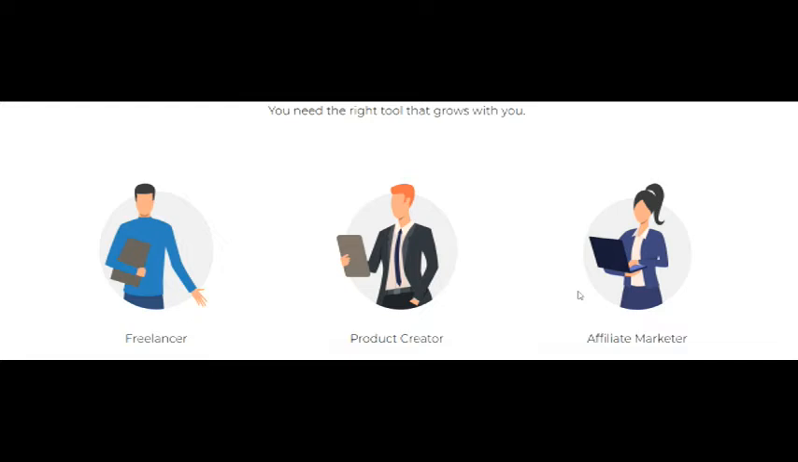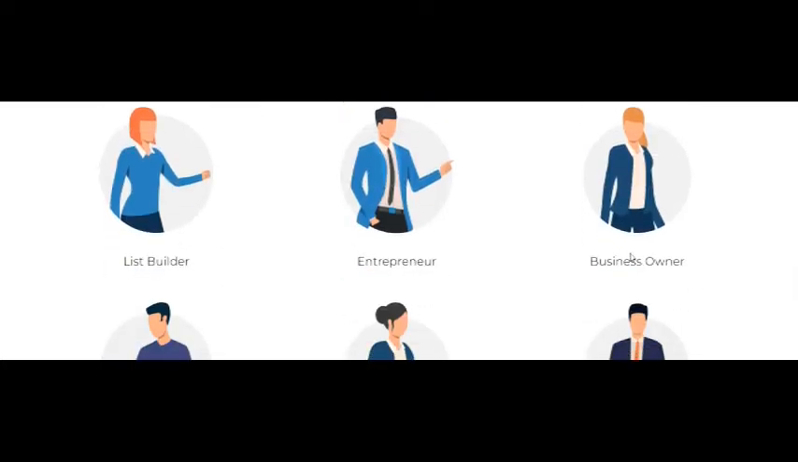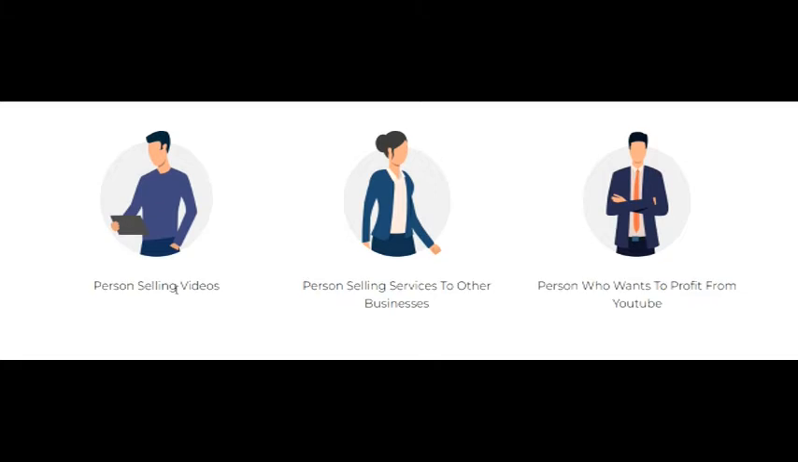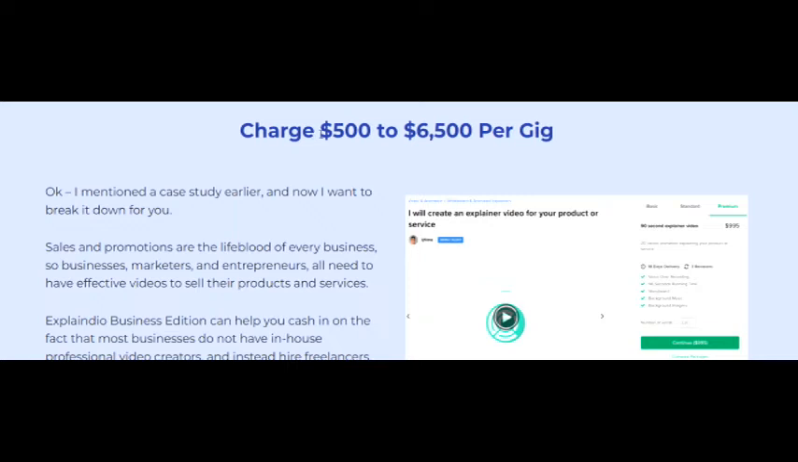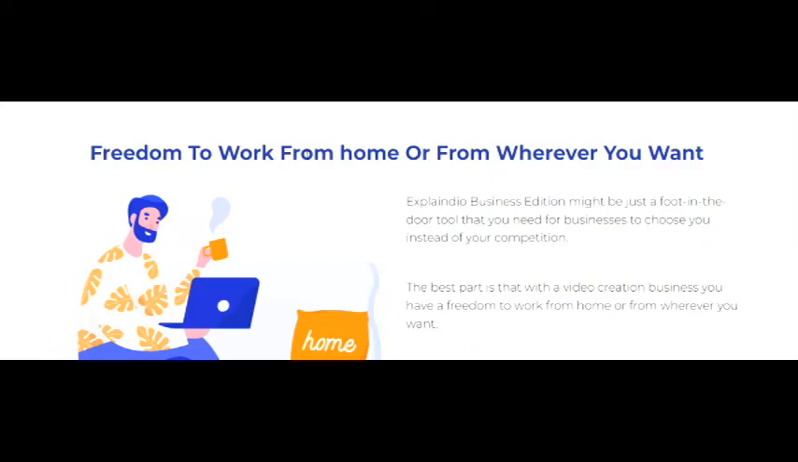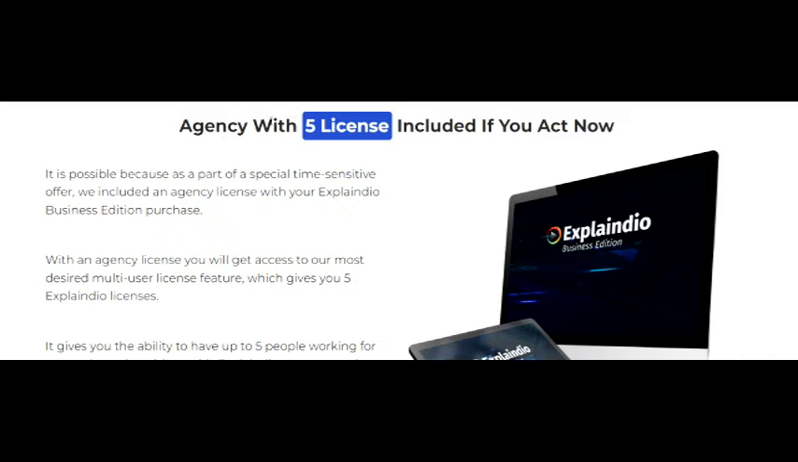For whom is Explaindio software? If you're a freelancer, product creator, affiliate marketer, list builder, entrepreneur, business owner, person selling videos, person selling business to other services, or person who wants to profit from YouTube. You can sell your videos as a gig on Fiverr or Upwork. You get freedom to work from wherever you want. You can work less and earn more. If you buy on March 27, you get agency license. You know that it is not launched yet when this video is being made.